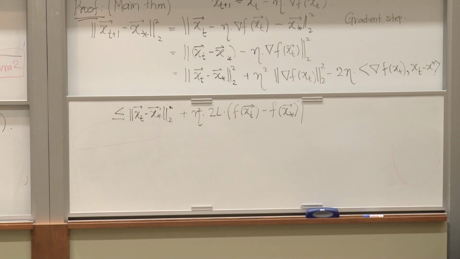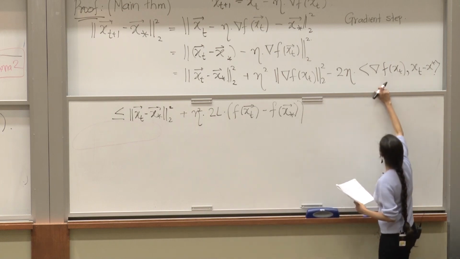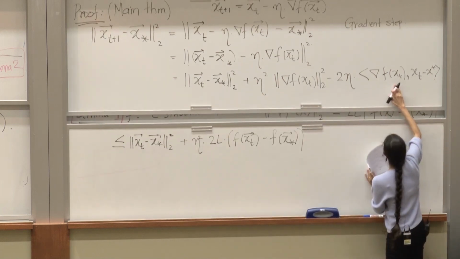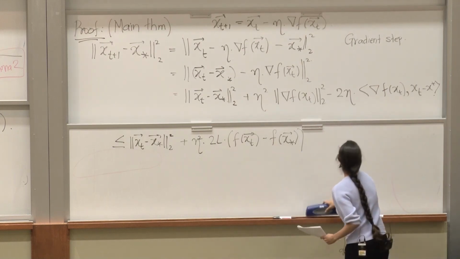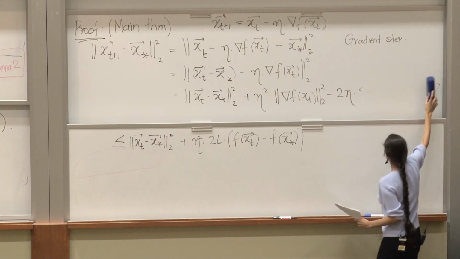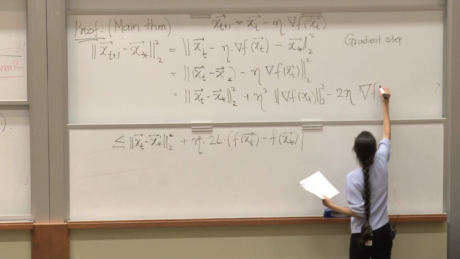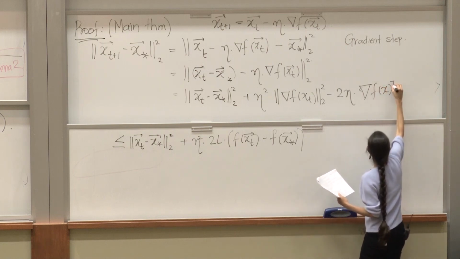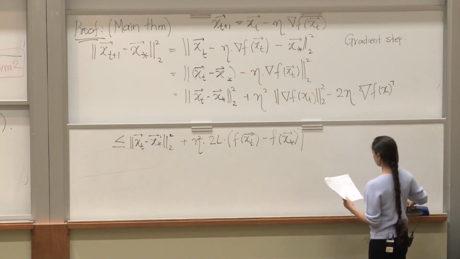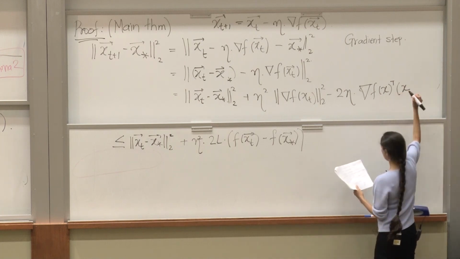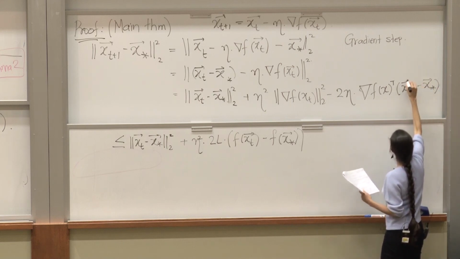And now we have this inner product between these two quantities. Let's just rewrite this inner product in a way that is matching that. I can write this as gradient f of x transpose times xt minus x star.